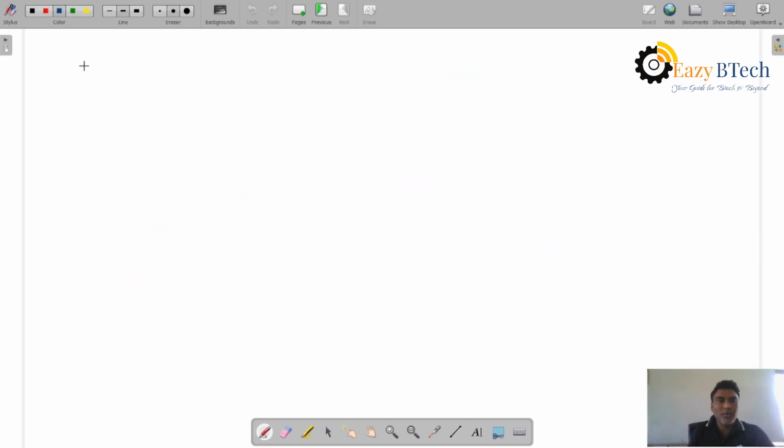The last one, the fourth one, is parallel in, parallel out. Now the last one is parallel in, parallel out. Let us see this one.